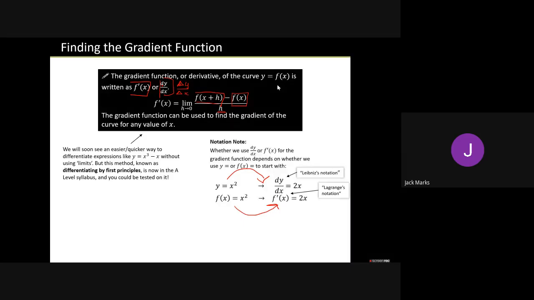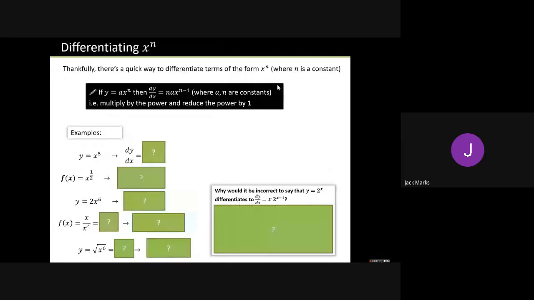The formal way of doing that. However, you'll be glad to know there's a much quicker way, and we don't need to do that unless we are explicitly asked to. So if we have a situation such as this, y equals a, which is just a constant, times x to the power of n.